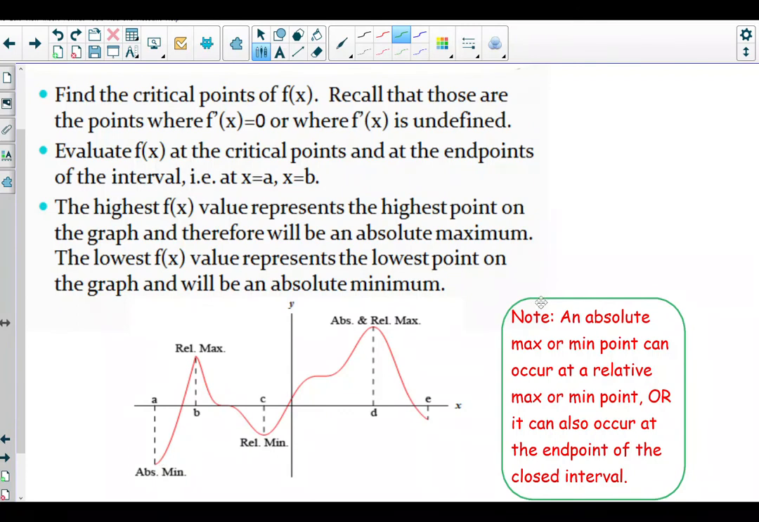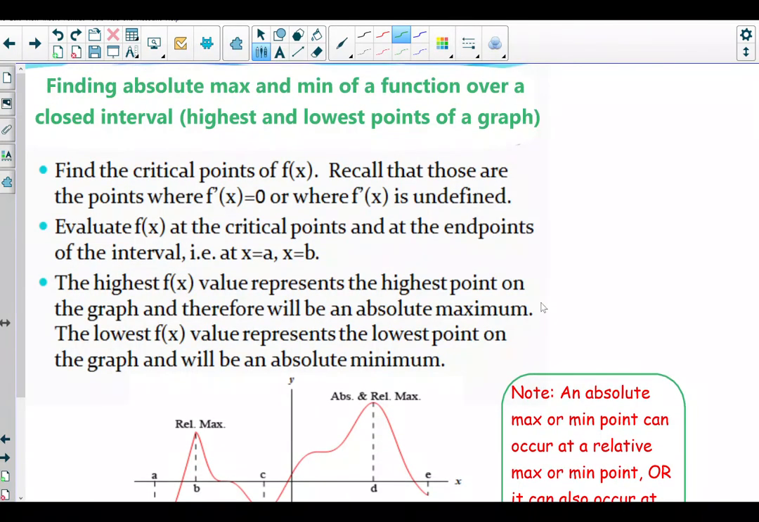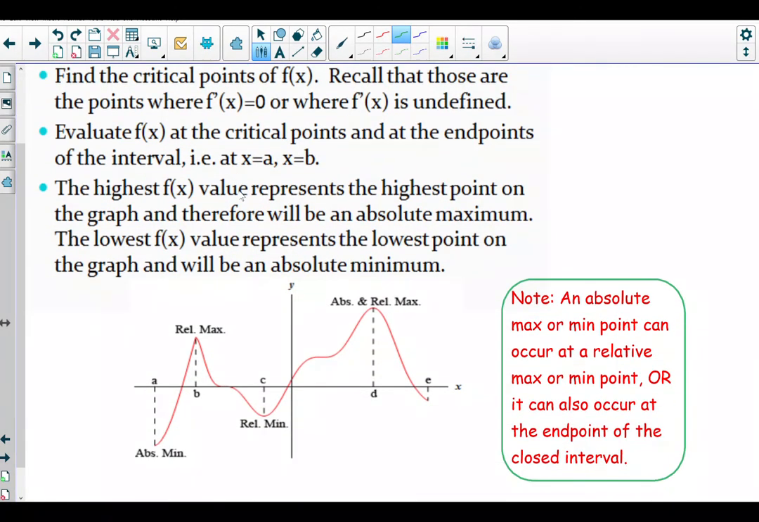And typically the way they're going to ask you this question is, they're going to say, find the absolute max and min of a function over a closed interval. So they will give you the interval. And there is a theorem in mathematics that states that over a closed interval, you are guaranteed to find an absolute maximum and absolute minimum. To find them, we're going to begin the same way. Set f prime equal to 0 and find where f prime is 0 or f prime is undefined. But then you will also look at the endpoints of the interval.